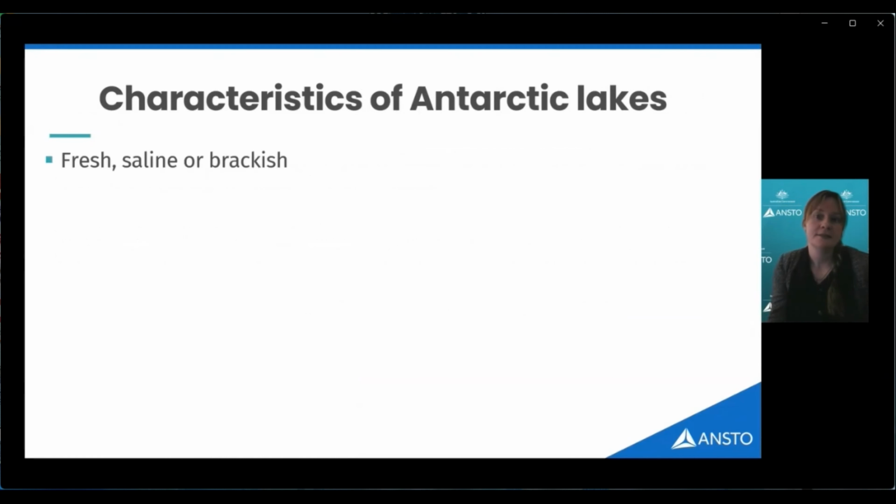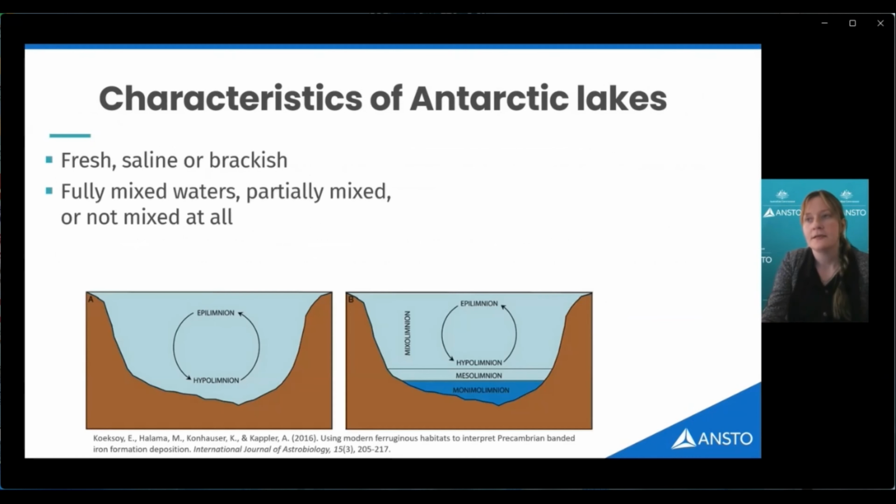Antarctic lakes can be fresh, saline or brackish. They may be fully mixed, partially mixed or not mixed at all. This figure here is showing an example of a fully mixed lake and a partially mixed lake. With partially mixed lakes or unmixed lakes, you normally have stratification and a layer of anoxic, saline and nutrient-rich water at the bottom of the lake.